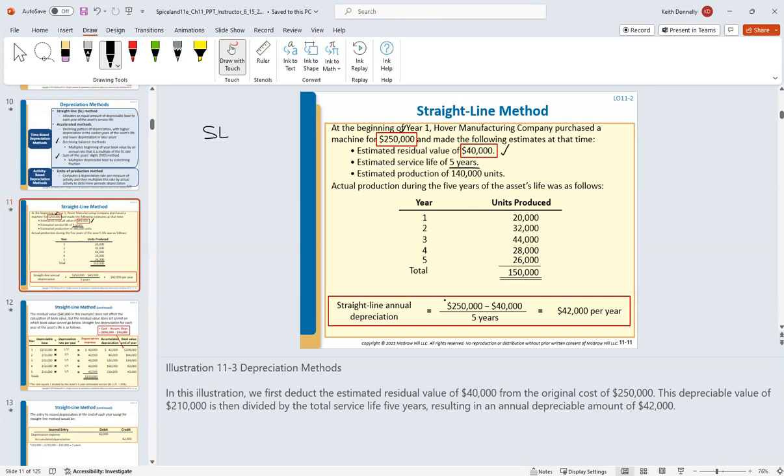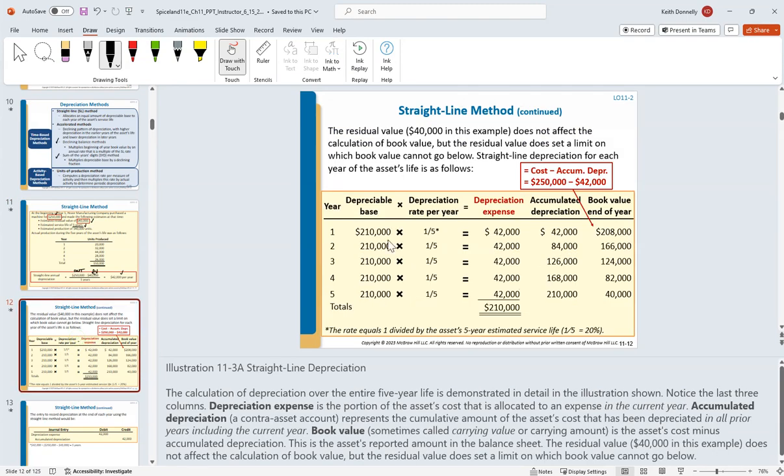Right, so how we figure out the depreciation on this is going to be cost, 250 minus residual value, 40, over 5-year useful life, right? So we're looking at $42,000 a year over 5 years, right? So if we were to run the depreciation schedule on this, this is just the schedule.